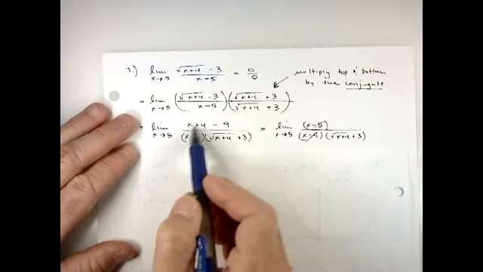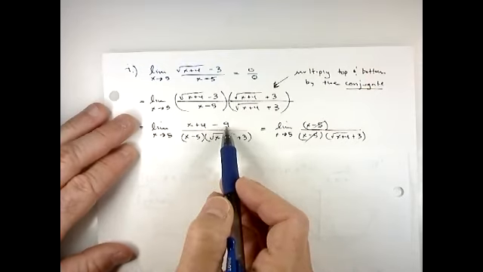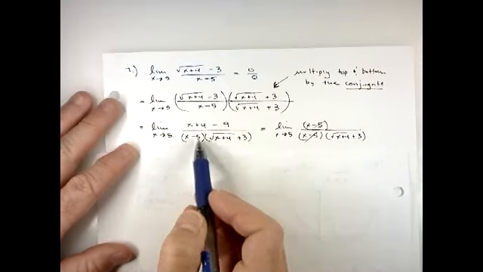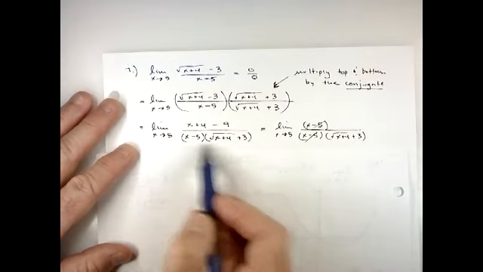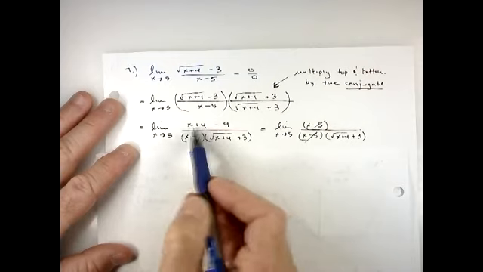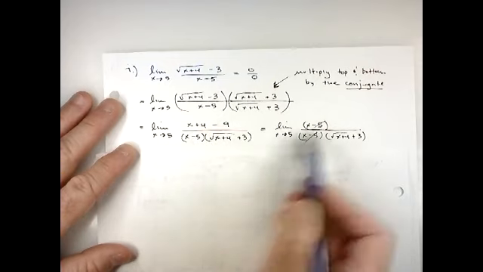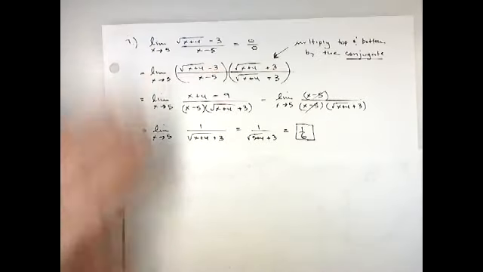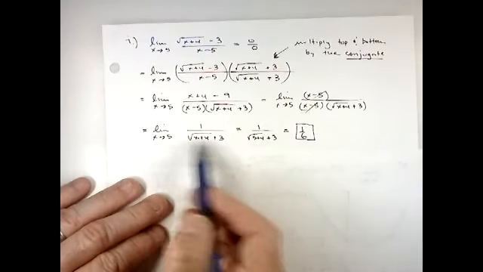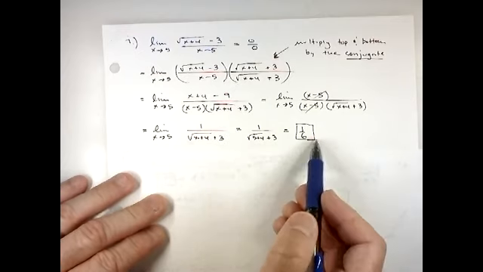Notice that x plus 4 minus 9 gives me an x minus 5, which is what I have in the denominator, which is why I'm not going to distribute in the denominator. I have to anticipate that those two terms are going to cancel, which they will. Once they do, I can now substitute in 5 and I get an answer of 1/6.